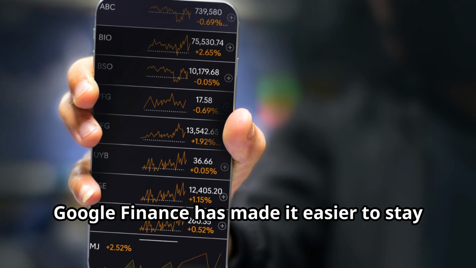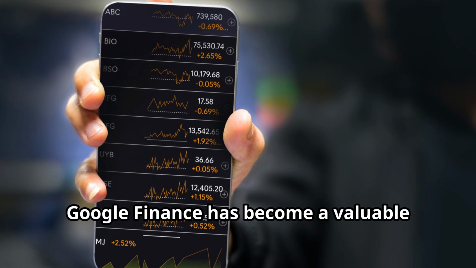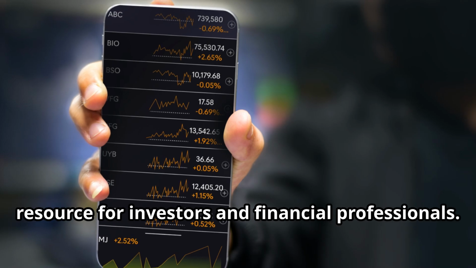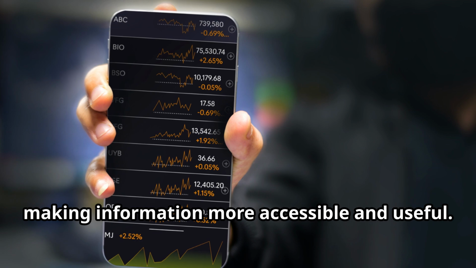Google Finance has made it easier to stay informed about the financial markets. With its real-time data and powerful tools, Google Finance has become a valuable resource for investors and financial professionals. It's another example of how Google is making information more accessible and useful.